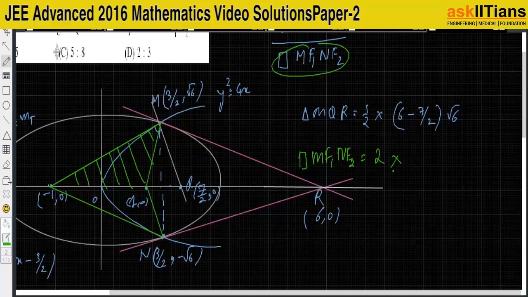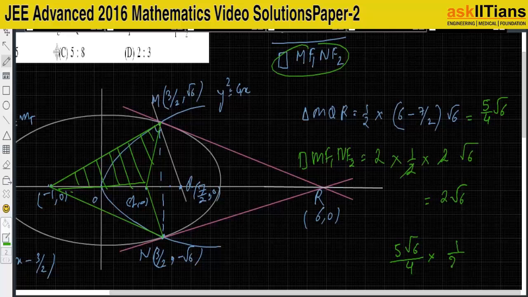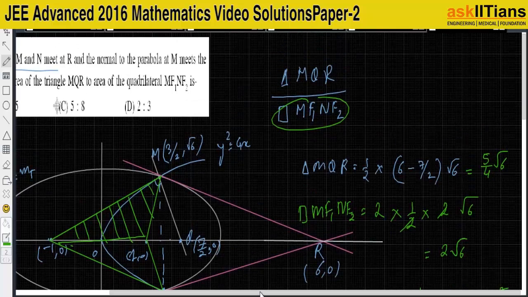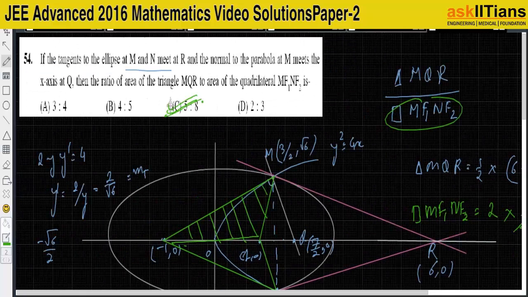So what is the area of this triangle? Half into base. The base is 2, this length is 2, and the height is again root 6. So I'll get 2 root 6. The other area is 12 minus 7, so 5 by 4, into root 6. If I divide, I'll get 5 root 6 by 4 and 1 by 2 root 6. So this 2 will get cancelled, so the ratio will be 5:8. So for this question, the answer will be 5:8.